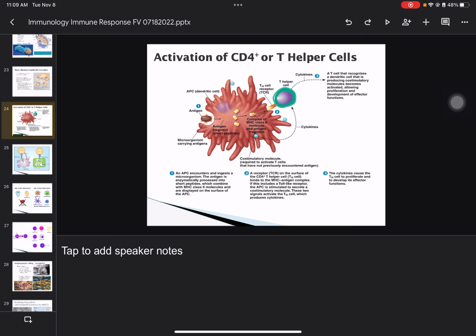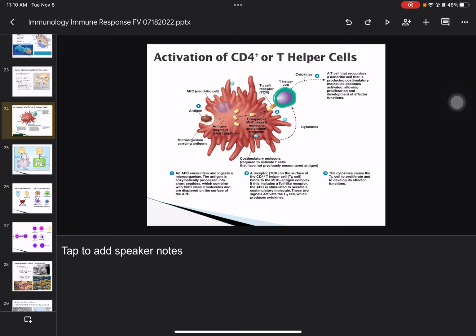So like the T cell would be like the captain, like in an army, to rally the troops, and the cytokines are like the troops. Yes.